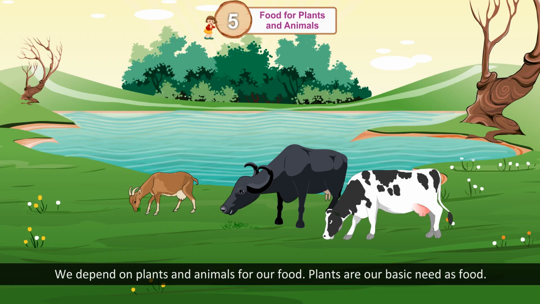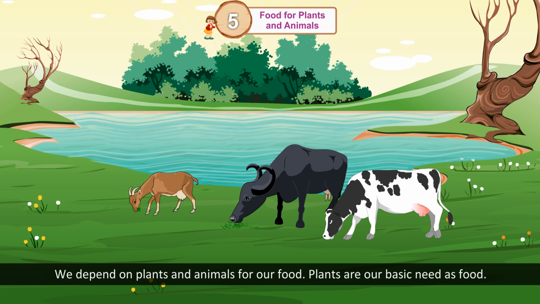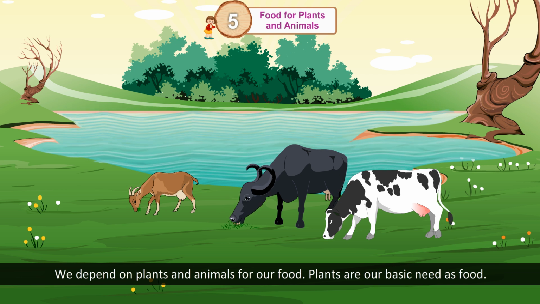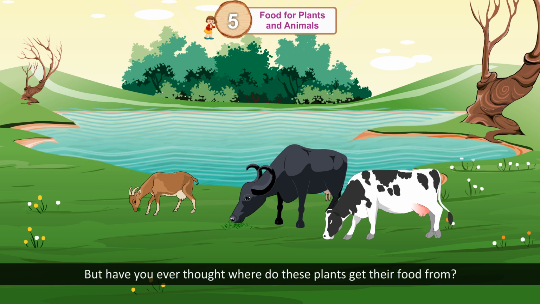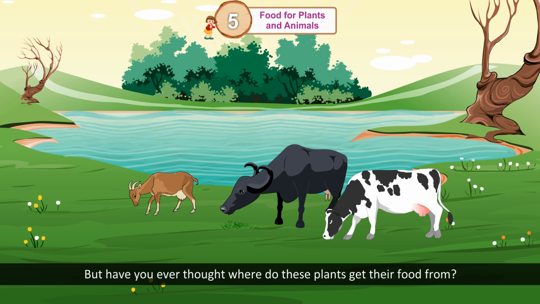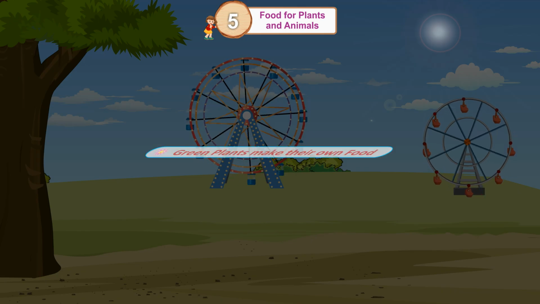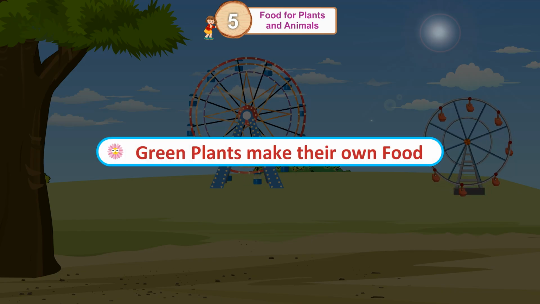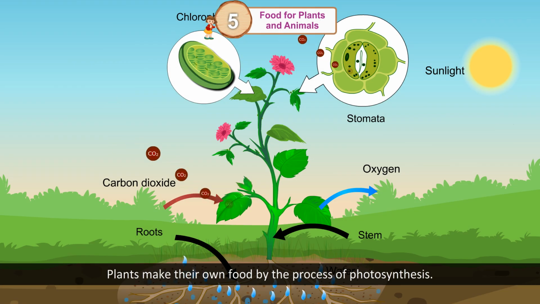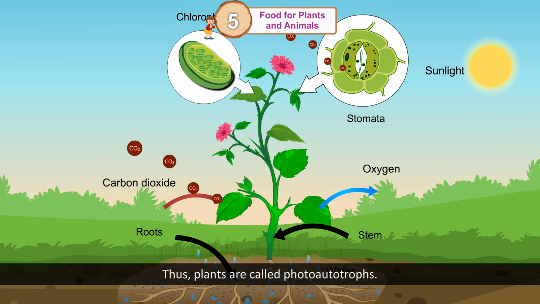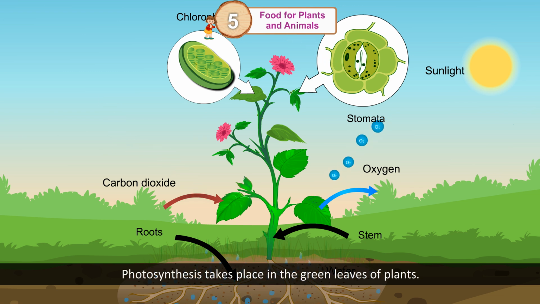We depend on plants and animals for our food. Plants are our basic need as food. But have you ever thought where these plants get their food from? Green plants make their own food. Plants make their own food by the process of photosynthesis. Thus, plants are called photoautotrophs.